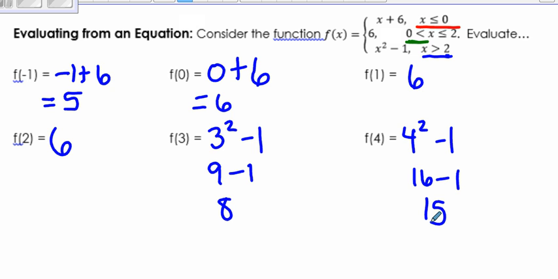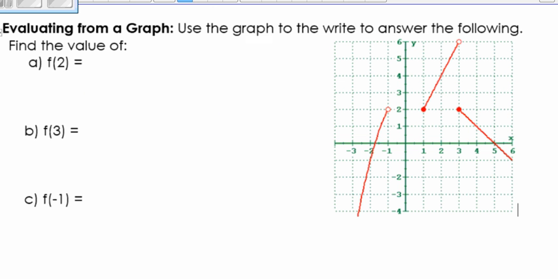Now we're going to talk about evaluating based off of the graph. So we're looking at the graph, and just like we did with the equation, we're just going to take that x value it gives us, so f of 2, so 2 is our x value. We're going to come to 2, and we're going to say, okay, where is there a value? Oh, right there, at 4. So our answer would be 4.